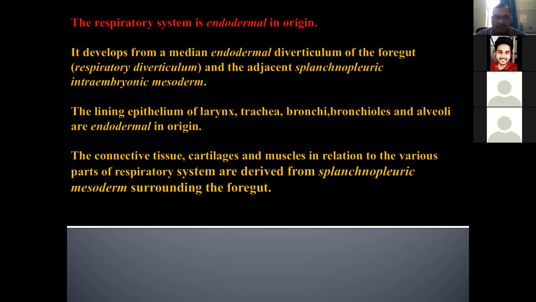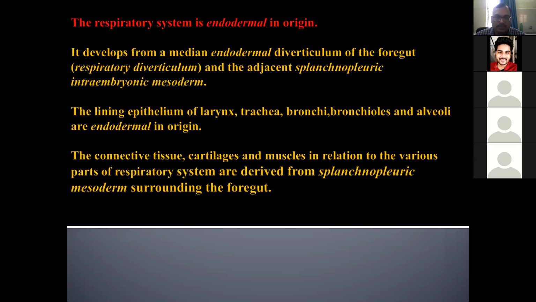Now these organs are lined with some epithelia, or you can say the mucous membrane. So the lining epithelium of the larynx, trachea, bronchi, bronchioles, and alveoli is endodermal in origin, since the entire system is developing from the endoderm.